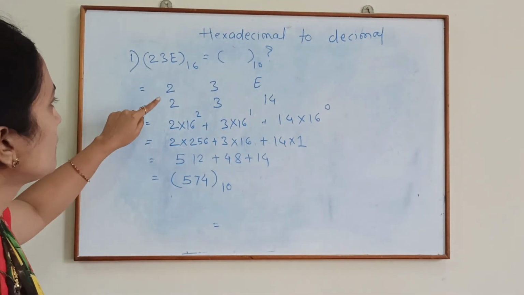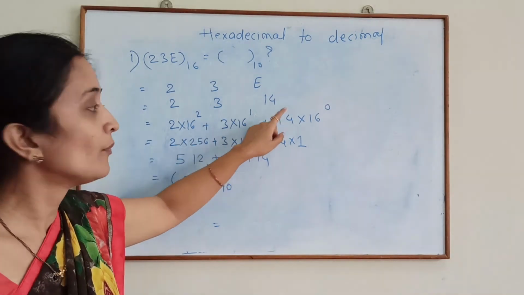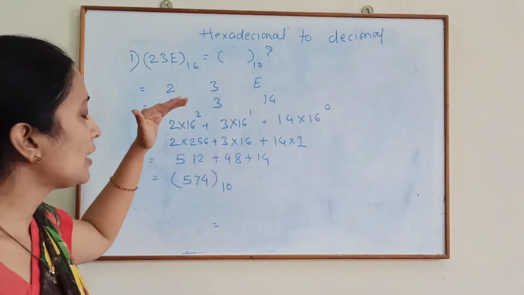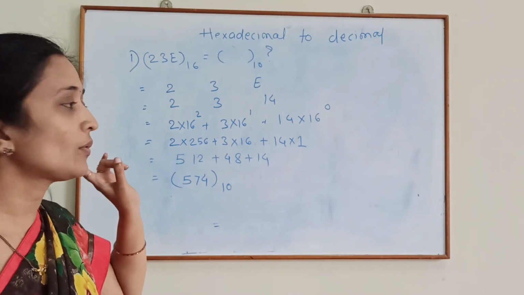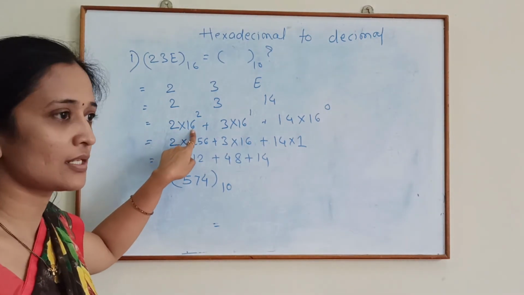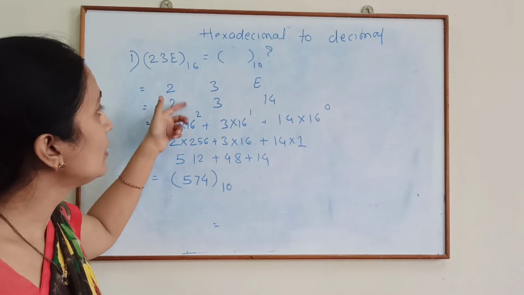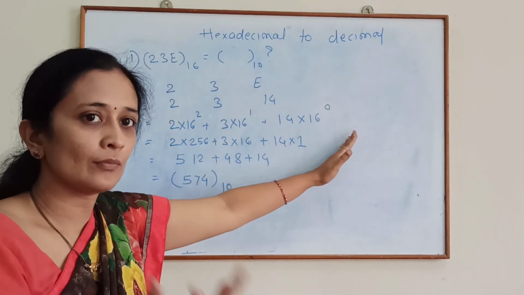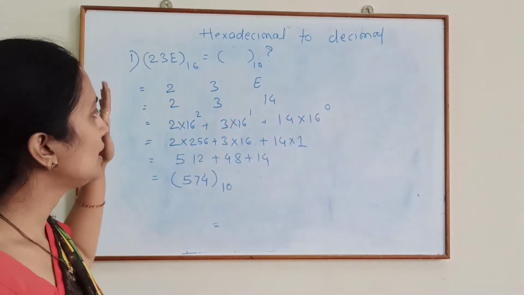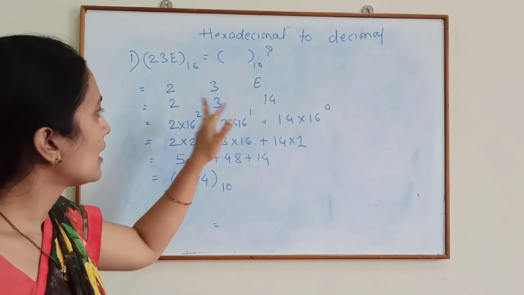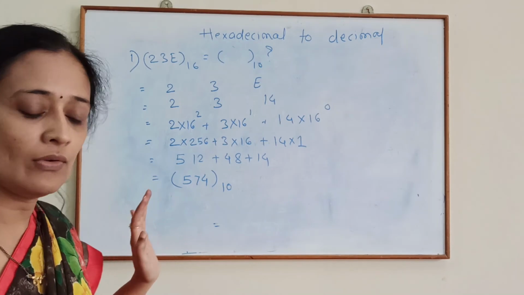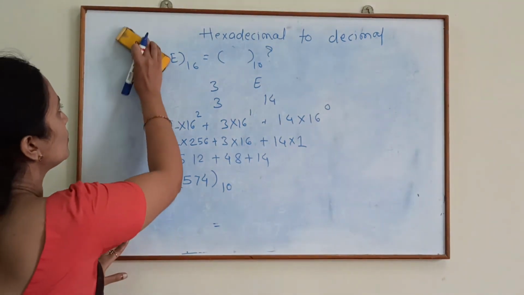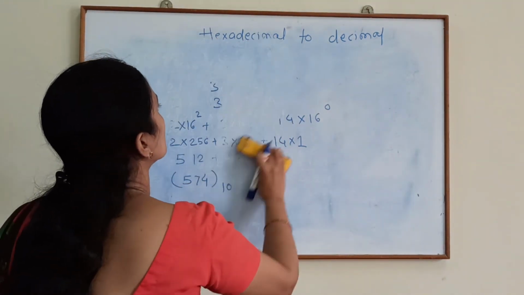What is the procedure? First, separate the individual digits. Multiply each and every number with its weight. How to find out the weight? Multiply number by 16 and give power from the right hand side from 0 in increasing order. Add all answers, you will get the decimal equivalent. One more example we will take.